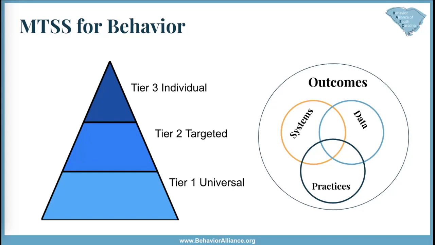Targeted, or Tier 2, includes small group research-based interventions available to some students for short periods of times. And finally, individual, or Tier 3, include intensive, individualized, research-based interventions provided to the few highest need students and are designed by individualized student teams.